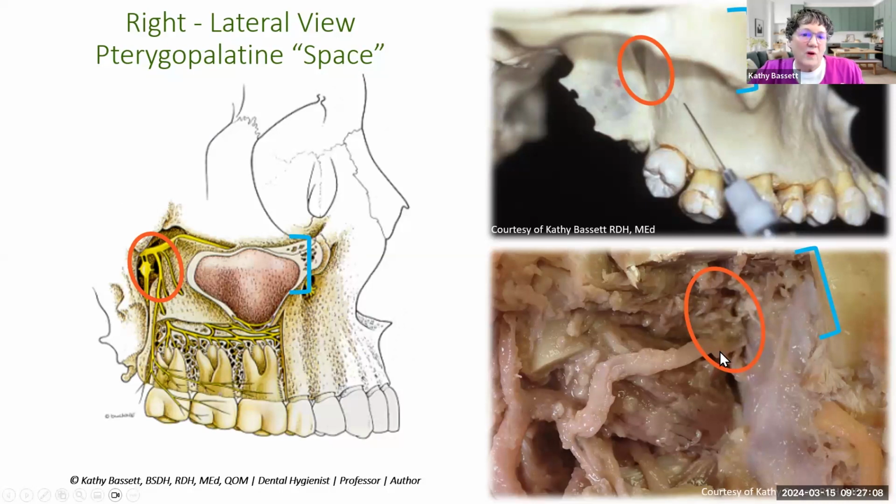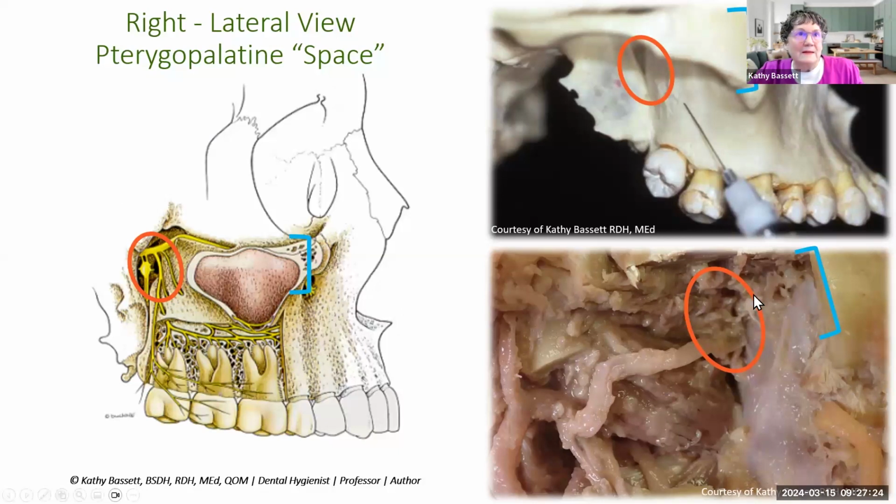So if we're too far away from that, those nerves are going to also have some protection from the fascia itself. So we're going to have distance and we're going to have density that we have to move through to really achieve profound anesthesia back in those areas.